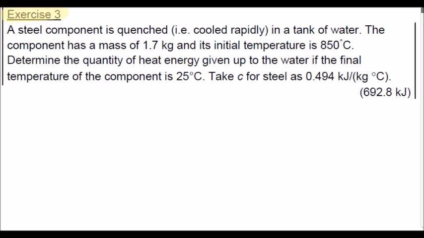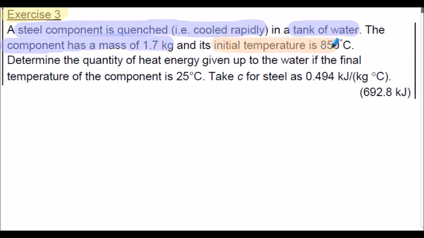Exercise 3. A steel component is quenched, that's cooled very rapidly, in a tank of water. The component has a mass of 1.7 kilograms. Its initial temperature is 850 degrees C. We've got to determine the quantity of heat energy that's given up to the water if the final temperature of the component is 25 degrees C.